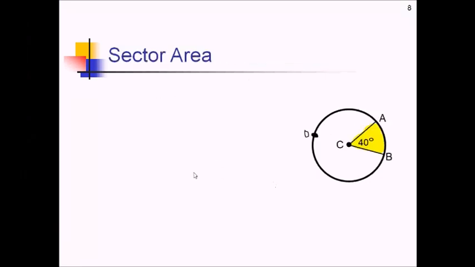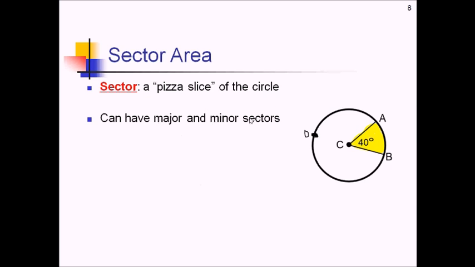We're going to shift gears now to talk about sector area. So if you think of the arc length as kind of like the crust of a pizza, the sector area is an entire slice of pizza. It's a pizza slice of the circle. And we can have major and minor sectors just like we can have major and minor arcs. For example, in the diagram over here, we could talk about minor sector AB. That's this shaded slice here. Or we could talk about major sector ADB. That's the unshaded slice.